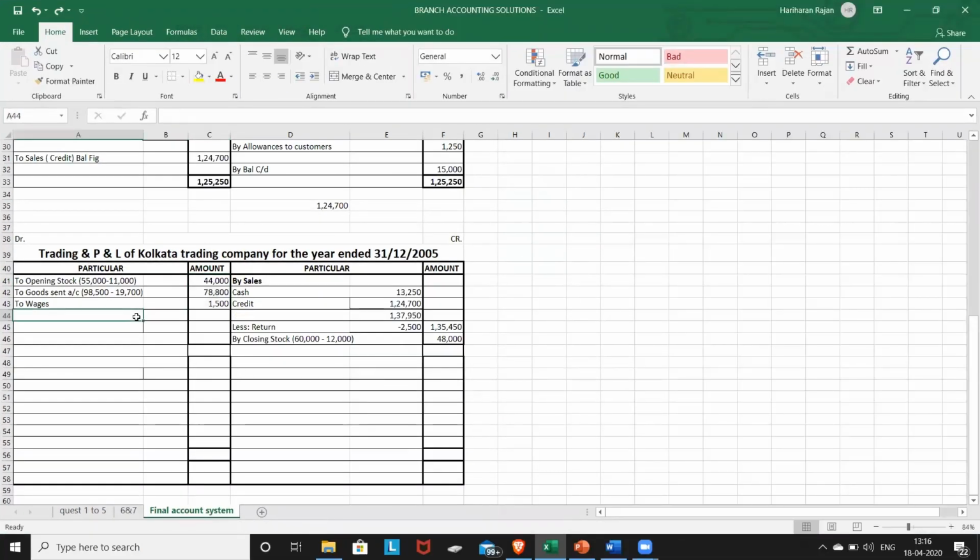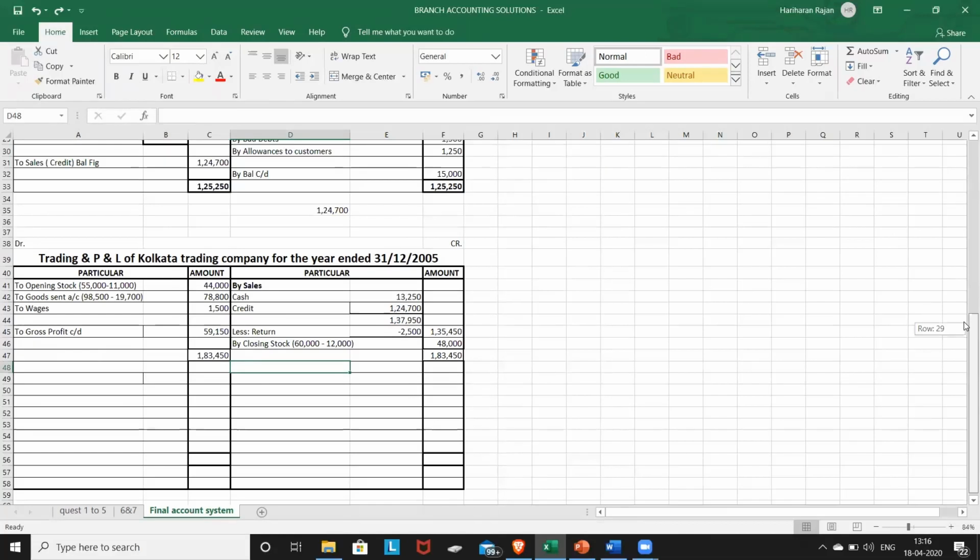So let's find out what is the difference. So highest amount both the side, and the gross profit is 59,150. I have to bring it down. Why? Because there are other expenses which is related to this.